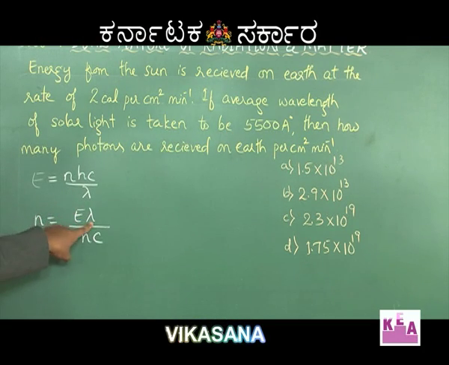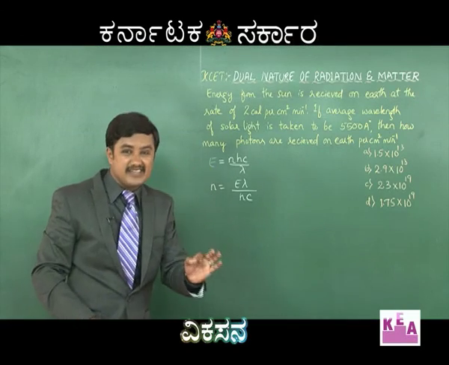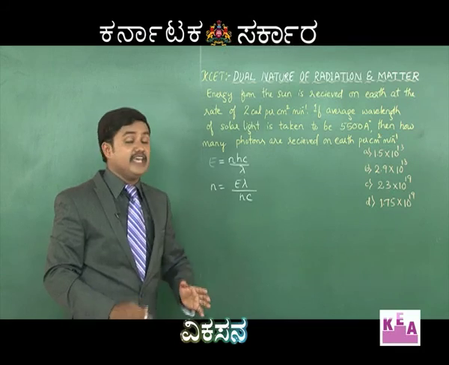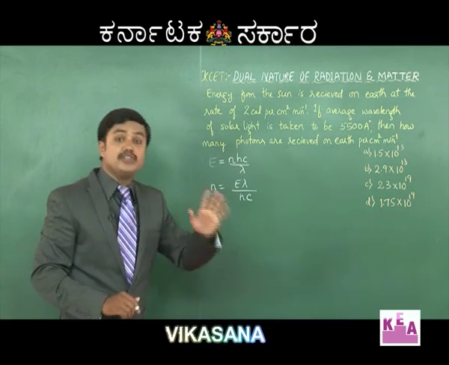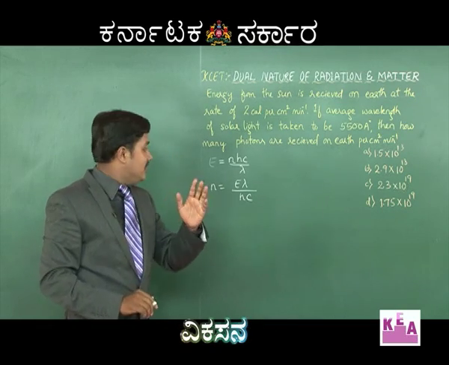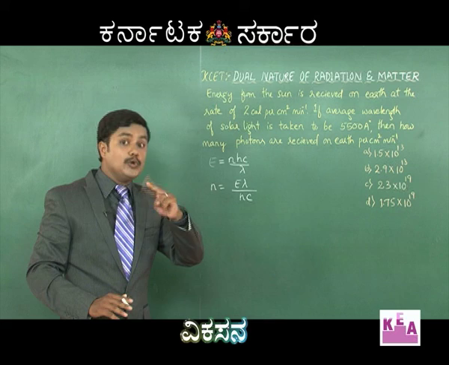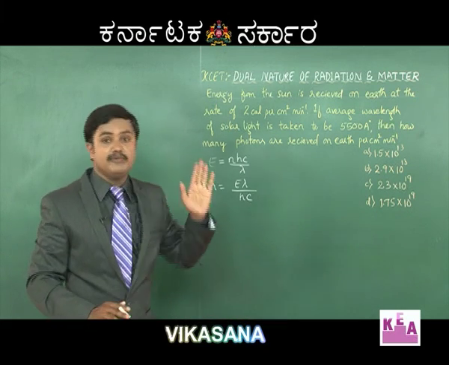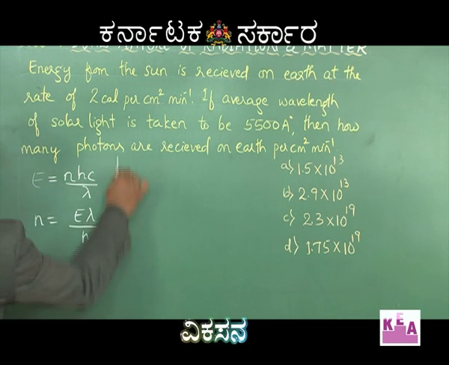Then what about lambda? It is given, but dear students, as I have already explained in my synopsis part, you must remember the value of hc. Every time you can't write 6.6 into 10 power minus 34 into 3 into 10 power 8 in CET. So I hope you will remember the value of hc in 2 different units which I mentioned before. Okay, let me substitute all the values in SI for this particular problem.